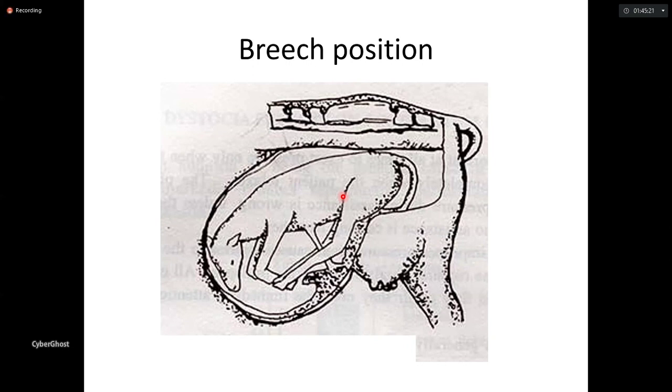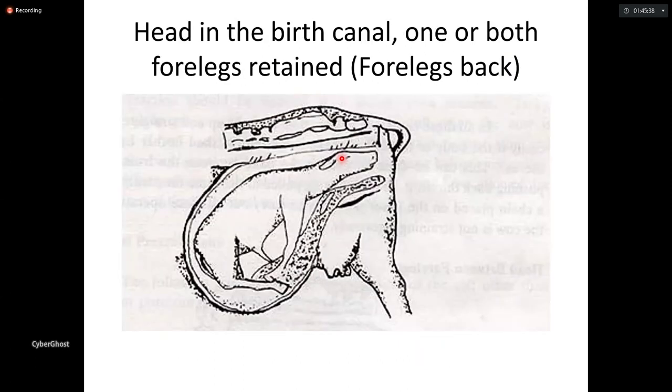Right? You can see it's like a normal way, but the animal's back is coming or directing towards the vagina or the vulva. It is also kind of an abnormal situation. In such a situation, the head is directing towards the vagina or the vulva, but the front legs are retained inside the uterus, right?